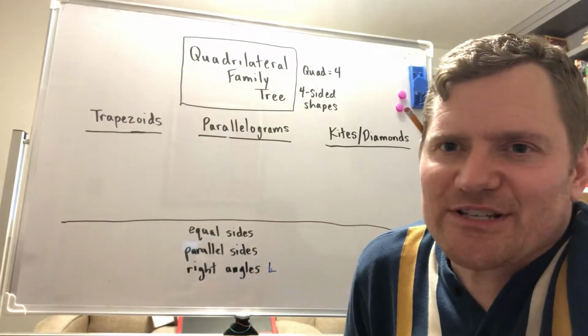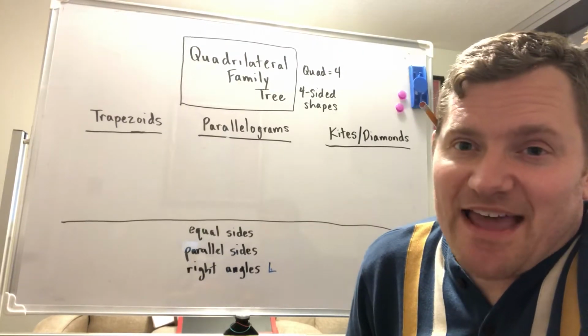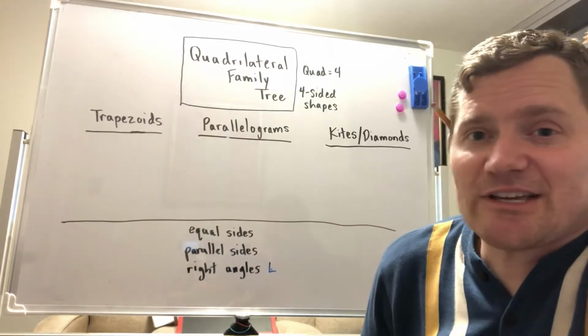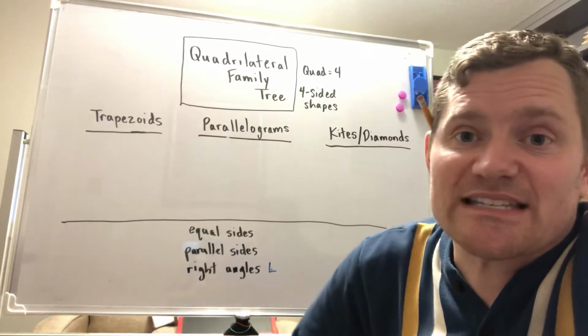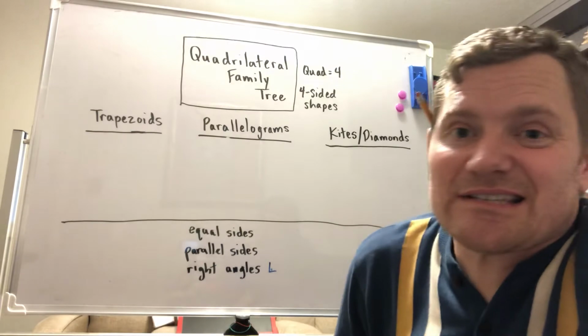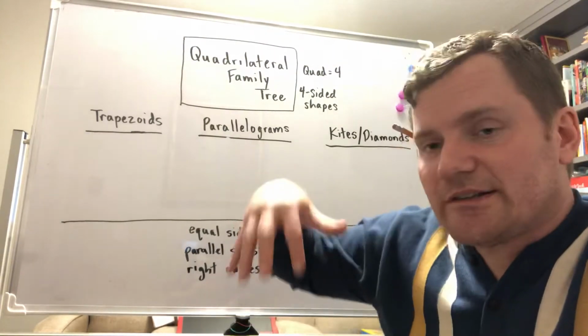Okay, so we're going to look at what's called the quadrilateral family tree. And the idea behind it is not just to look at very specific rules and long names, but to connect to shapes that you may have already seen, so you get to see some of the differences and in what ways they trickle down into smaller groups.